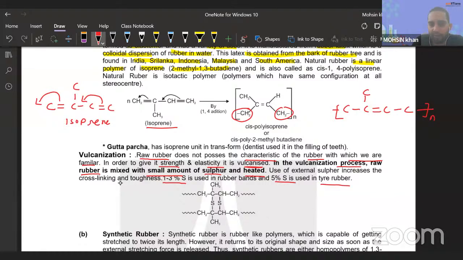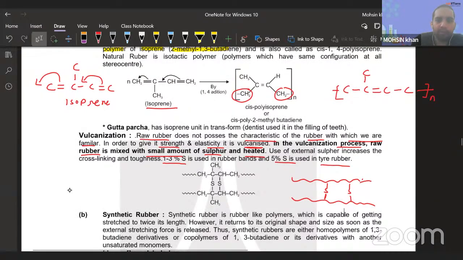So basically what happens, we have this type of a structure of a rubber, like this structure. So when we put sulfur, what happens? Cross-linking will occur like this. Here, cross-linking will occur, due to which rubber will have high strength, from which we are familiar, and elasticity. Otherwise, rubber will be very soft.